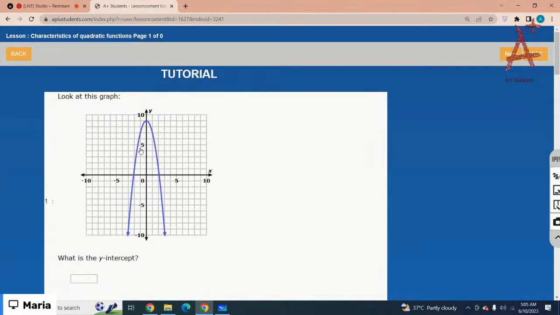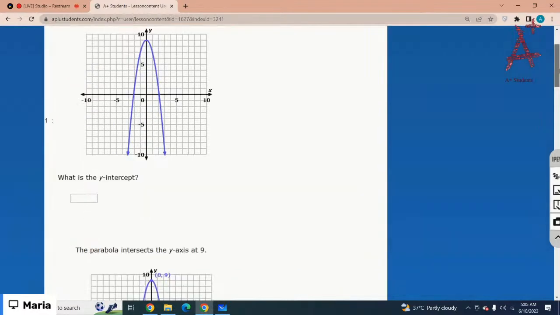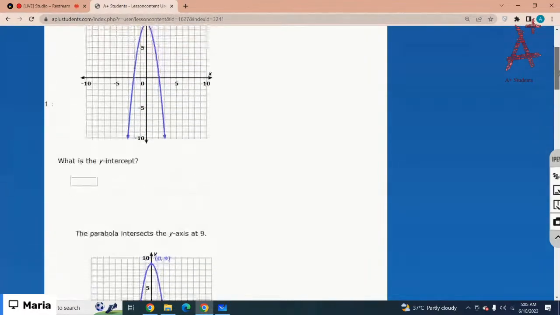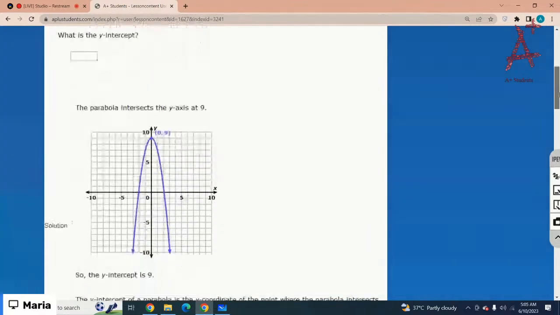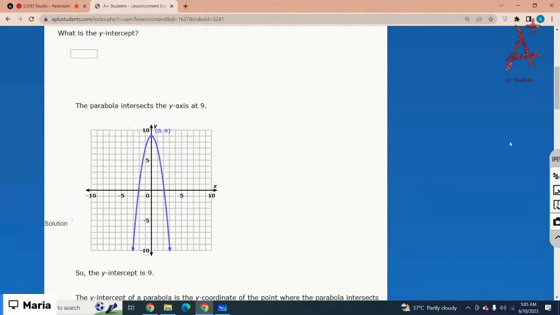Okay, so let's just start with the first example. Look at this graph. You are given a graph. You have to find the y-intercept of the graph. So basically y-intercept means the point where the graph is touching the y-axis. So here is the point. Got it? The value of this point is 9. That means the y-intercept is 9. Got it? The parabola intersects the y-axis at 9.